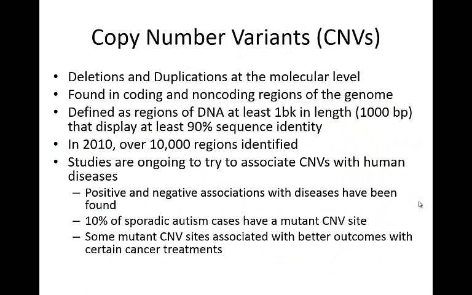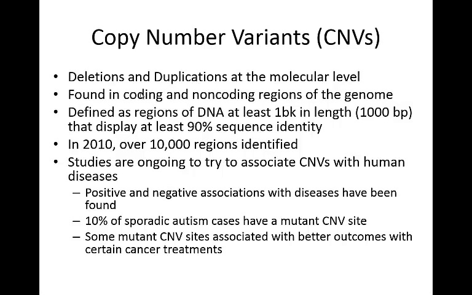So copy number variants, or CNVs, are going to be deletions and duplications at the molecular level. So rather than just huge chunks, we're talking about maybe about 1 kb in length. This is a typo here, it should be kb. It's found in coding and non-coding regions of the genome, so both within genes as well as in the non-coding regions of the genome.